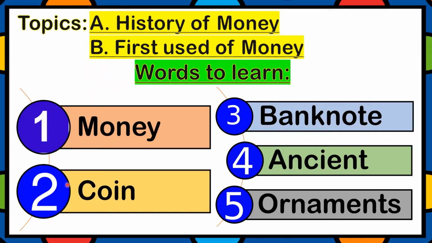So again, class, let us read the five words to learn that we will be encountering. Money, coin, banknote, ancient, and ornaments.